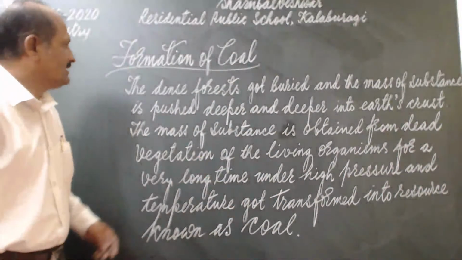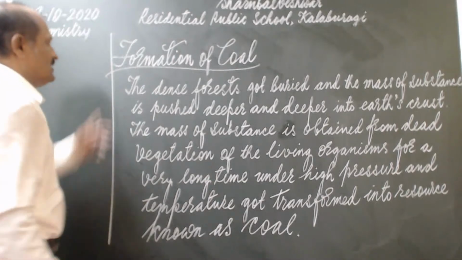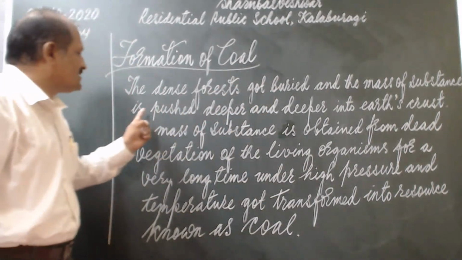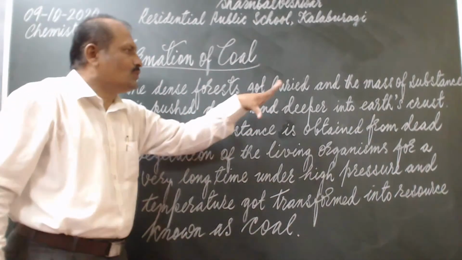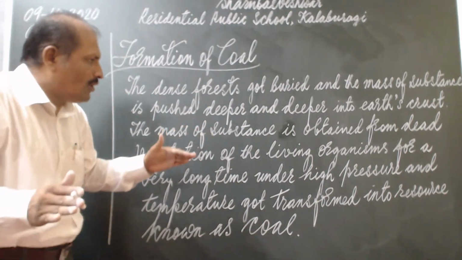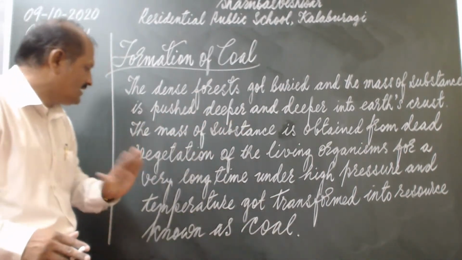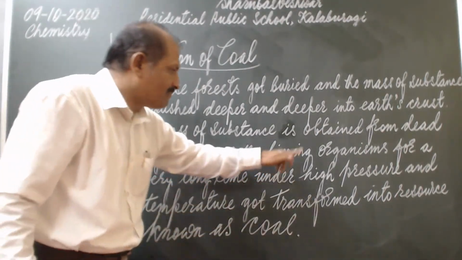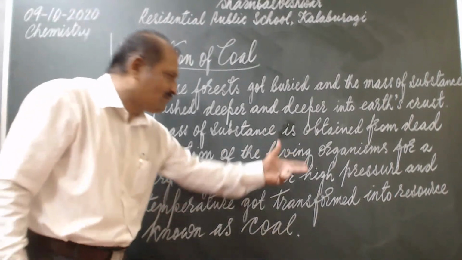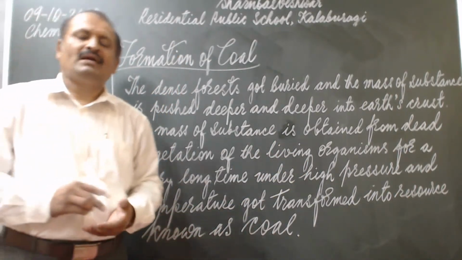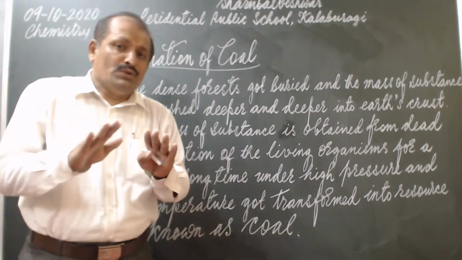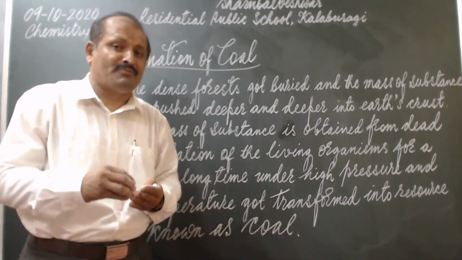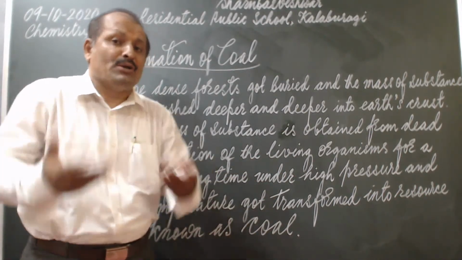Dear students, so this is all about the formation of coal. The dense forests got buried and the mass of substance is pushed deeper and deeper into Earth's crust. The mass of substance is obtained from dead vegetation of the living organisms for a very long time, covered with soil, right? Under high pressure and temperature, it got transformed into a resource known as coal. Dear students, you need not memorize the whole process by heart. Try to understand the theme of the process and remember and reproduce.